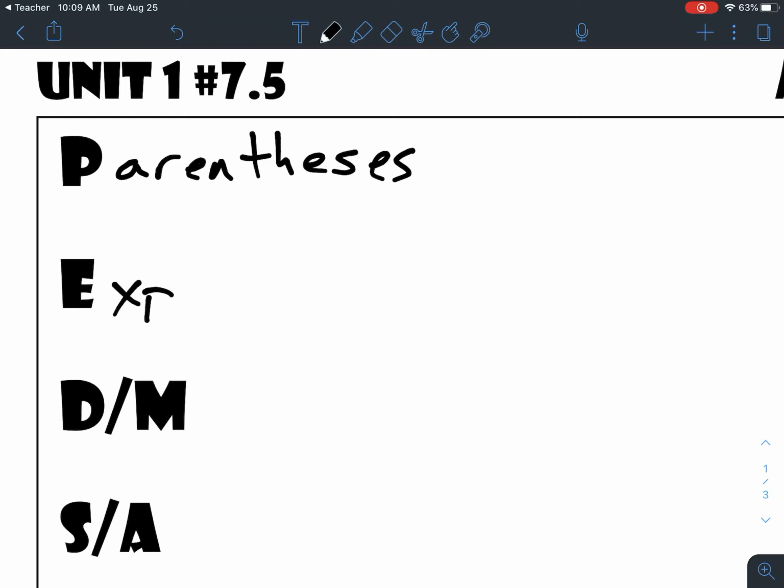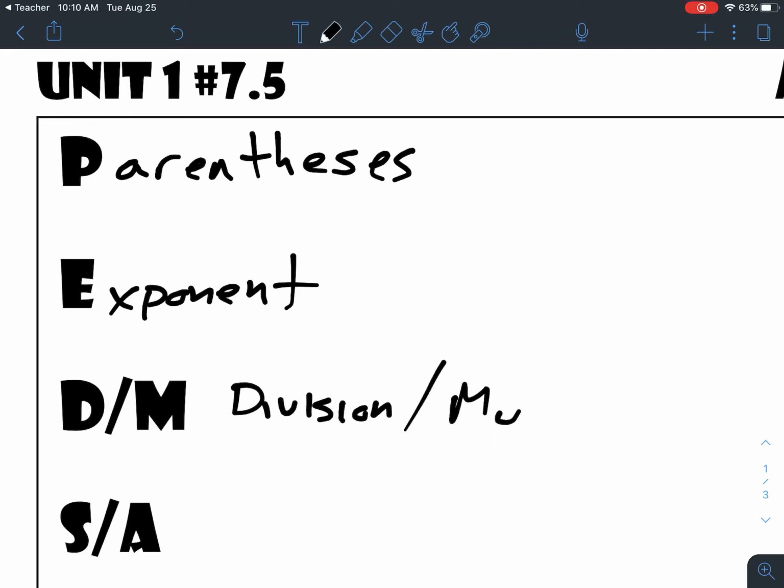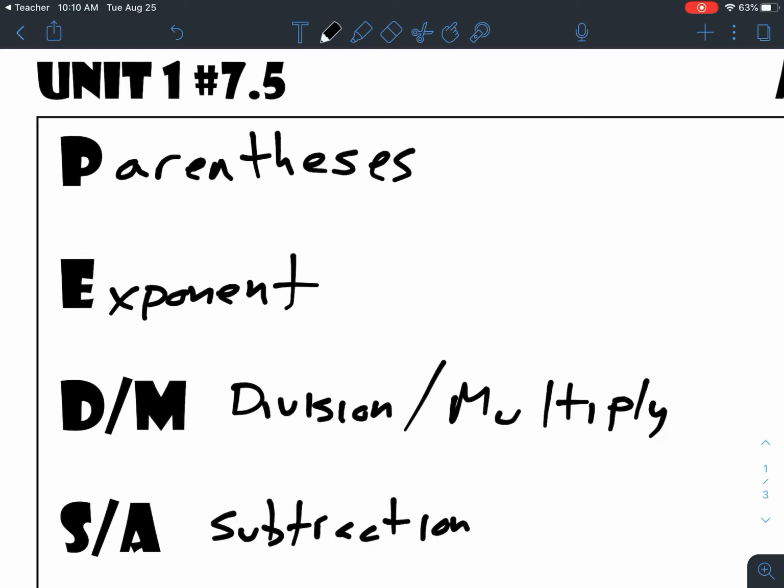It's our exponent. Exponent. Something doesn't look like it. I'm sorry, guys. Let me rewrite that. That's why, I forgot an N. And then we put a D in front, so we'll just do division / multiply. Doesn't matter which one's first. And then S/A is subtraction / addition.